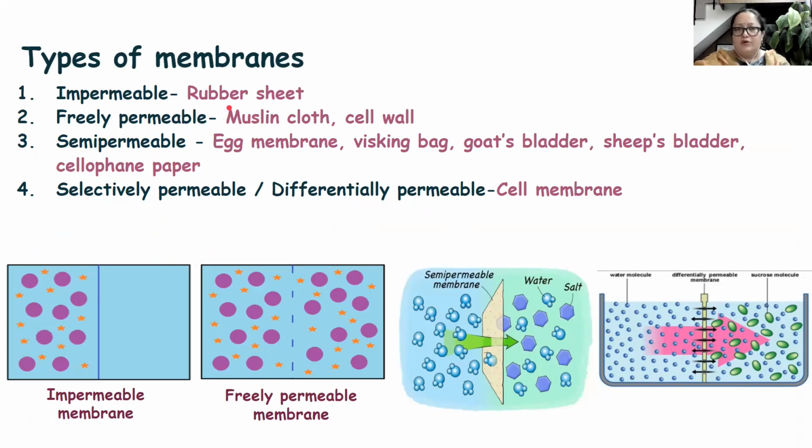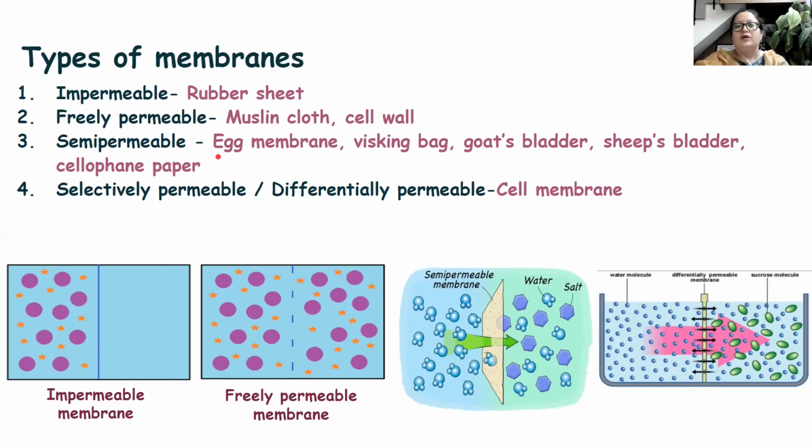For example, rubber sheet. If you place anything inside a rubber balloon, nothing will pass through that rubber balloon because it is completely impermeable. Freely permeable, for example, muslin cloth or a cell wall. The plant cell wall will allow anything in solution to pass through. It will still not allow soil, rock, particles to pass through, but anything in solution will be allowed free movement. Then comes the semi-permeable membrane.